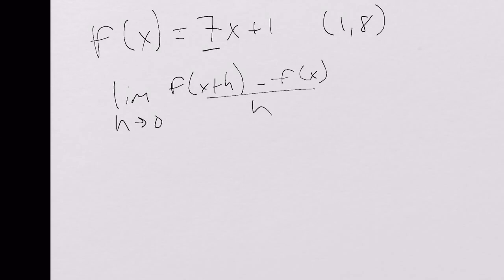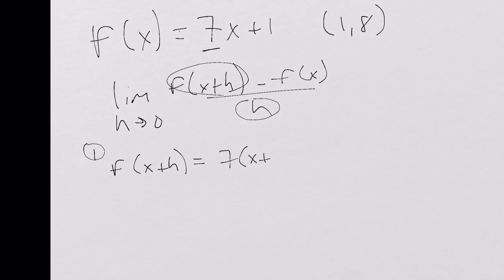So again, if I have h as a 0 on the bottom, then that's bad. So what we're going to do is plug stuff in, and we're going to see if we can eliminate that h. So I need to find this f of x plus h first. So when I do this first, I get 7 times x plus h plus 1. So that one's not bad.